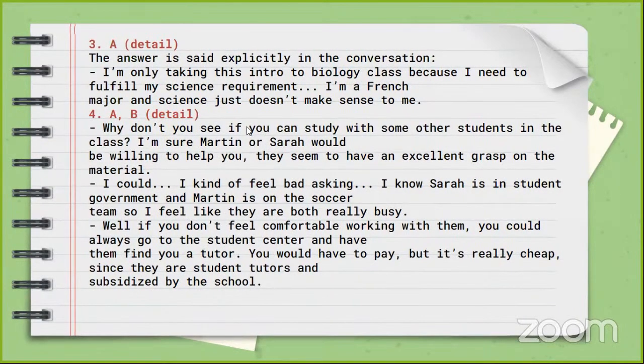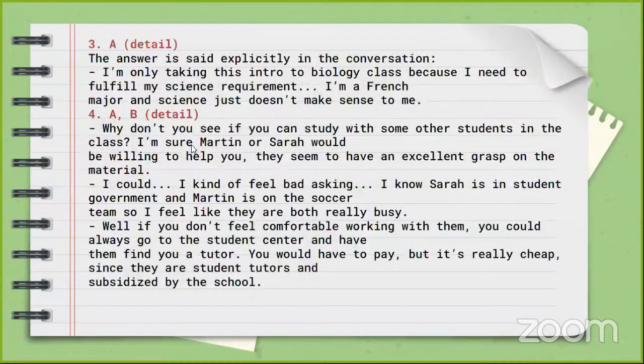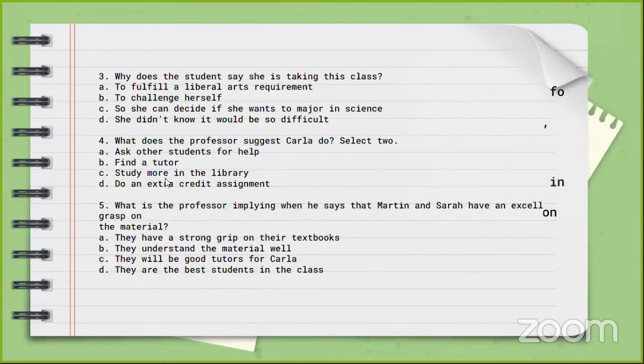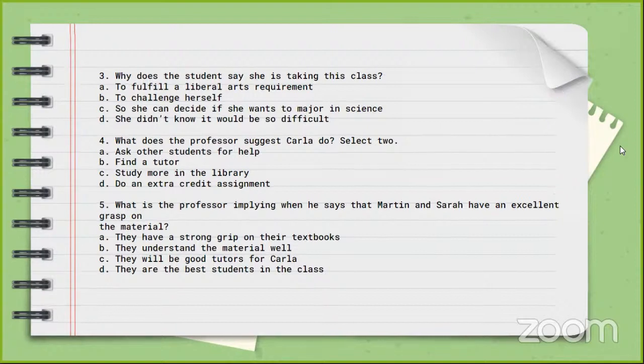What were the options? Let's see. Ask other students for help and find a tutor. Did the professor mention the library or credit assignment? No, right? So the answers were A and B. Finally, let's move on to the last question.